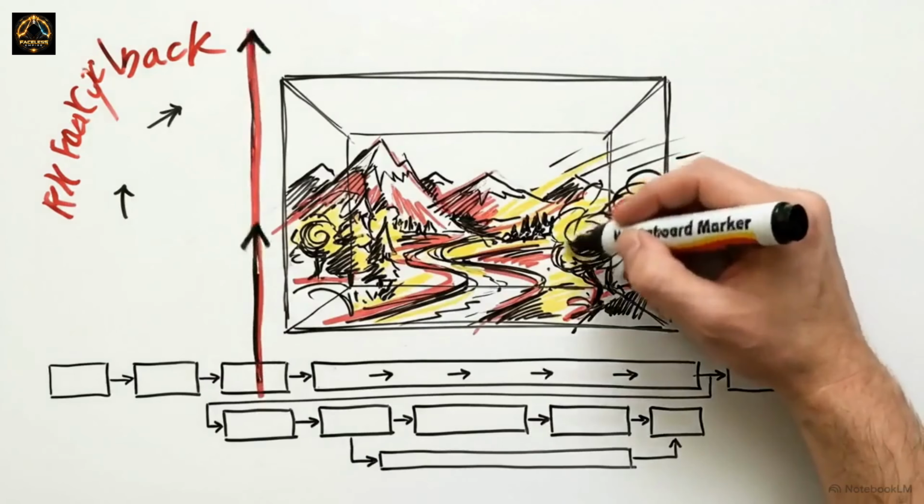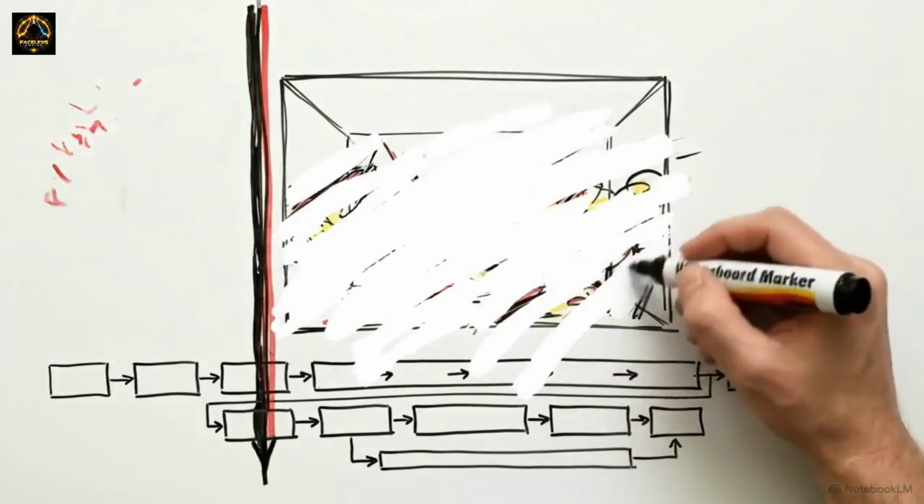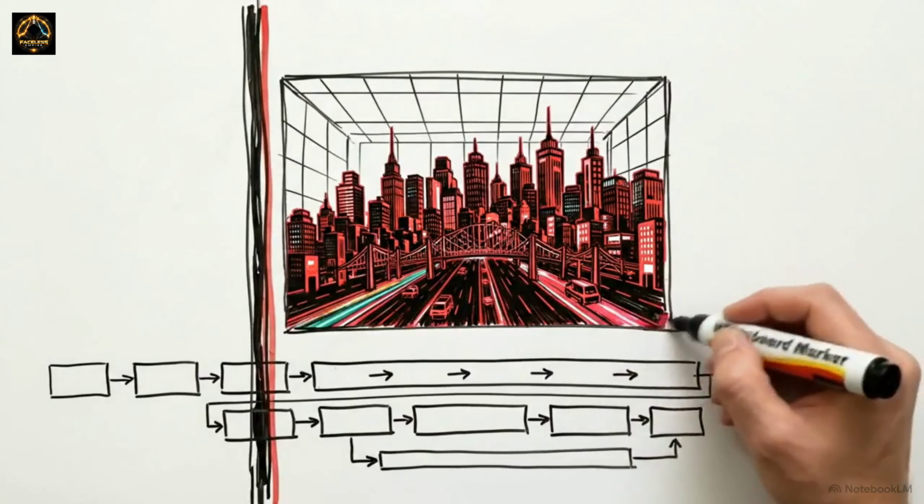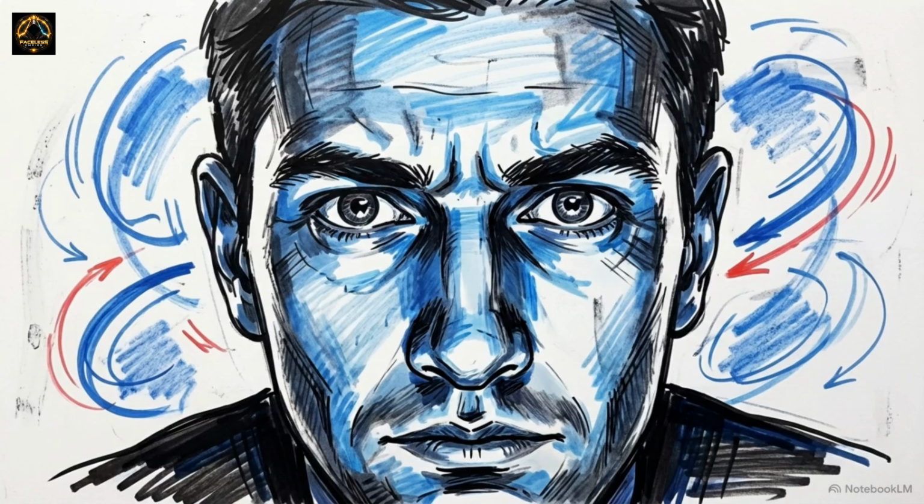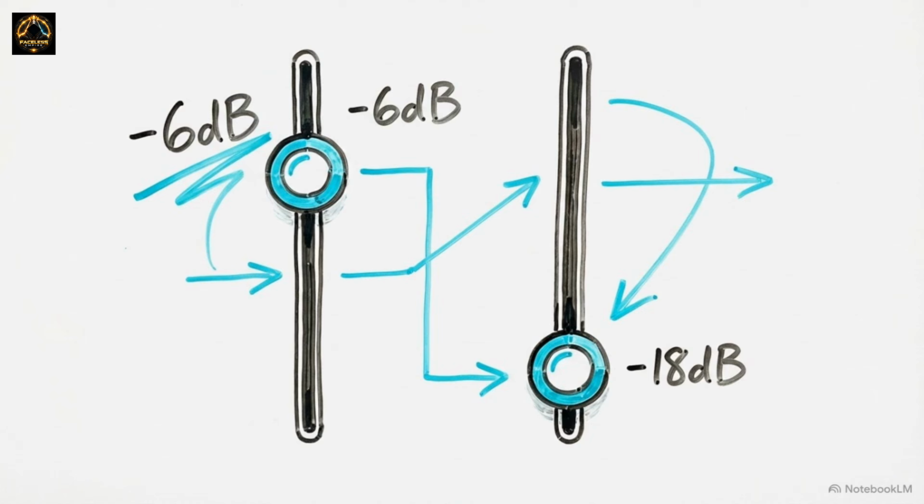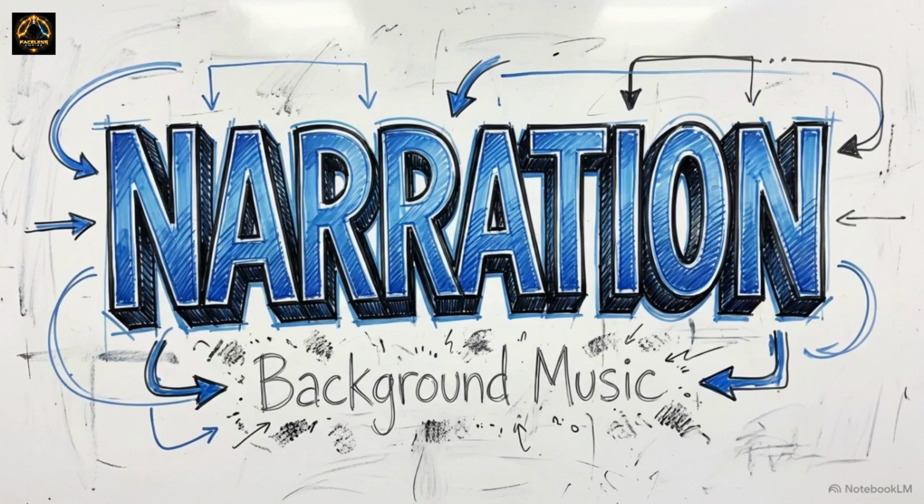To maintain viewer stimulation, follow the pattern change rule. No single image should remain on screen for more than 5 seconds. Every transition serves as a visual reset for the audience. For the final audio mix, set the voice track to -6 decibels and the background music to -18 decibels. This ensures the narration is the primary focus.